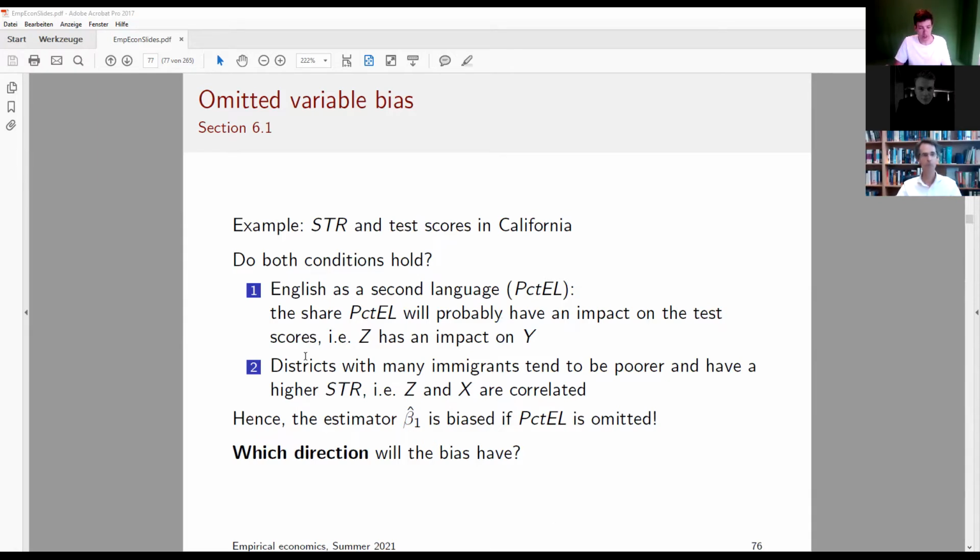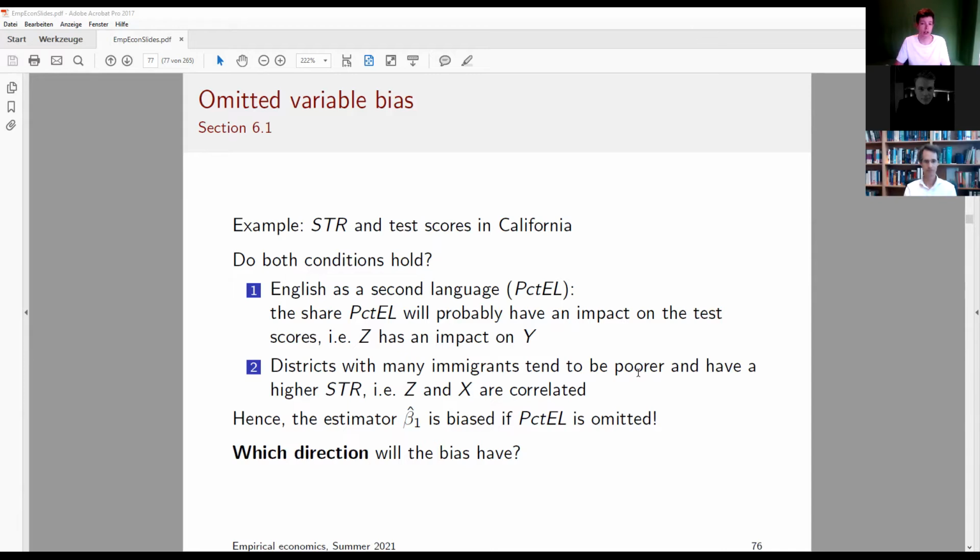Secondly, our second condition that needs to hold for us to have omitted variable bias, it's also very likely because districts with many immigrants tend to be poorer in the US, and because they are poorer, schools can't spend that much money, so on a tendency they have larger classes, so our variable Z, the English learners percentage, and our variable X are correlated. So our estimator is biased.